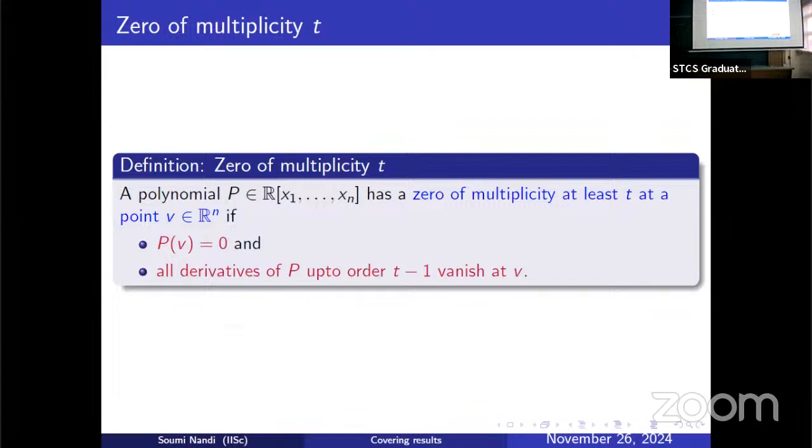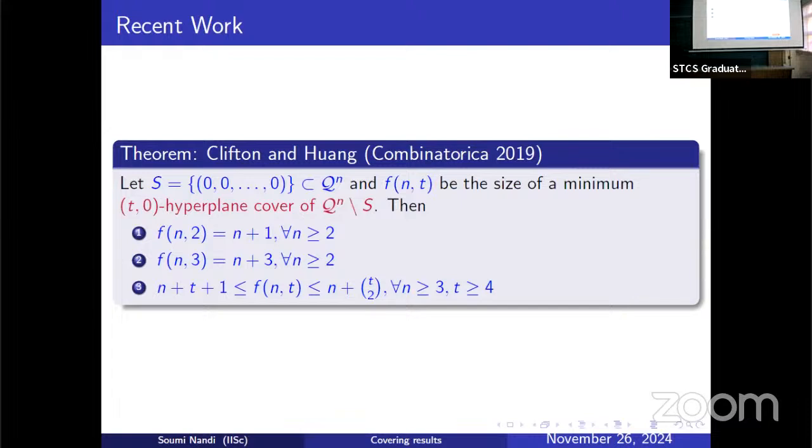For hyperplanes, we know how many times a point is covered. For polynomials, we say a point has multiplicity T if the polynomial itself vanishes there, and all the derivatives up to order T minus 1 also vanish. Clifton and Huang first considered this T-fold covering.